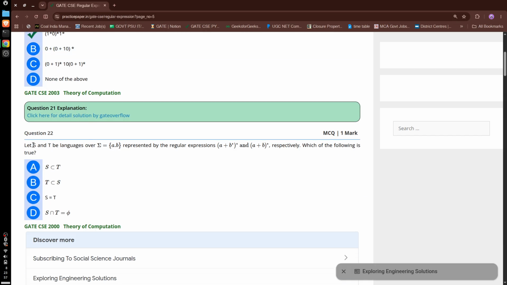Okay, now let's see. This is the most simple question I have ever seen in the GATE exam. They are just saying a plus a or b, star star, right? So this star means equal to this star, so they both are the same. So if we go with this, these are the same.